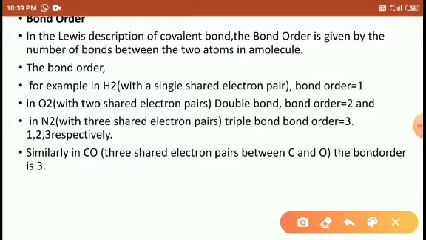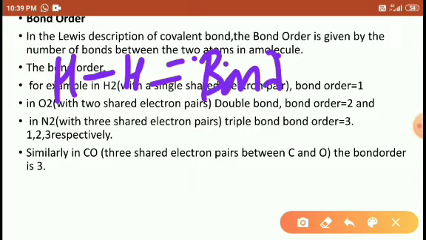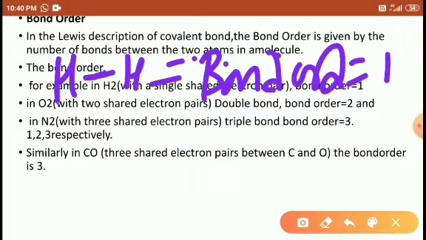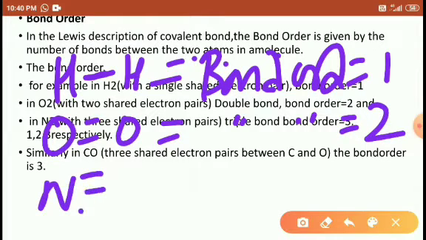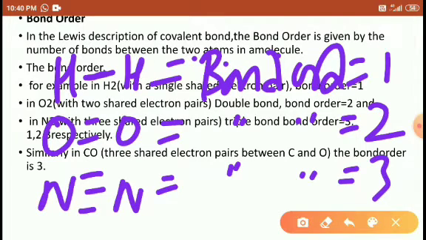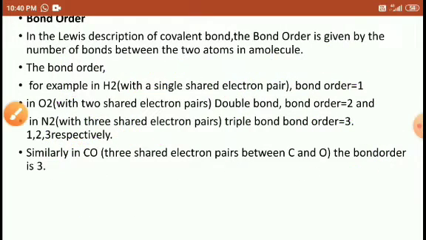Bond order. Bond order means the number of bonds between the 2 atoms in a molecule. So look here: hydrogen has 1 bond between them, so bond order is 1. Oxygen has 2 bonds between them, bond order is 2. Nitrogen has 3 bonds between them, bond order is 3. So the number of bonds present between the 2 atoms in a molecule is called bond order.